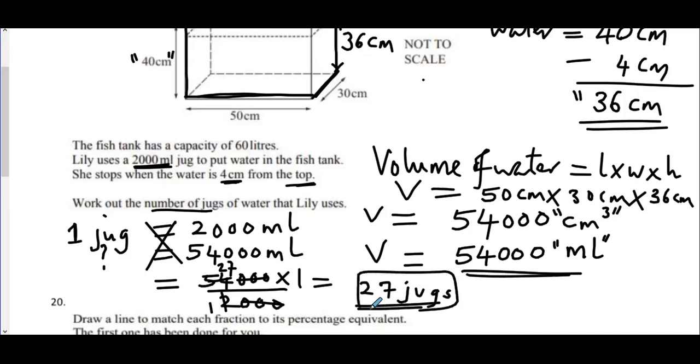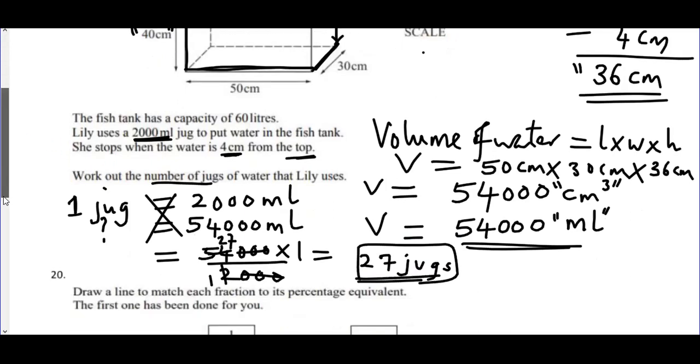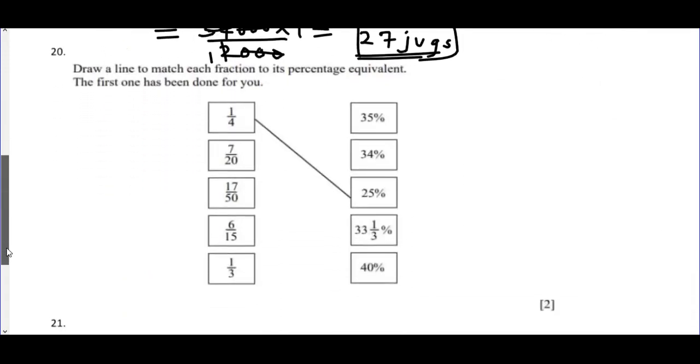So go ahead checking out using your own method. 54,000 times 1, the answer you get divided by 2,000. You're gonna end up getting 27 jugs. I hope that is clear. So let us keep going.